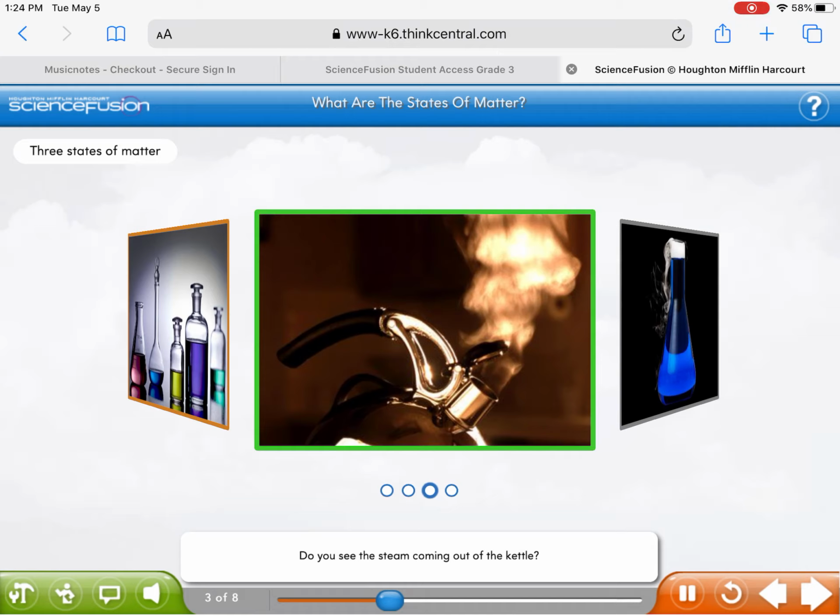Do you see the steam coming out of the kettle? That's a sign that water vapor, a gas, has been produced. Gas is the 3rd state of matter. Gases do not have a definite volume or shape. Although you can't see gases, the steam tells you that a gas is in the air.